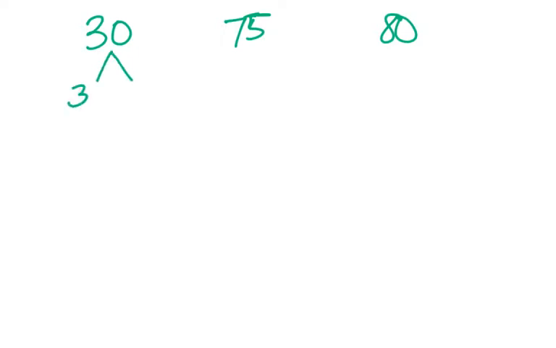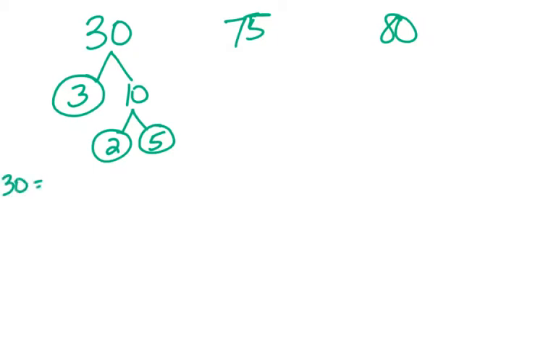30 can break into 3 times 10. 3 is prime, so I'm done with this branch. 10 can factor into 2 times 5. And again, I'm going to circle each of these because these are my prime numbers. So 30 gave us 2 times 3 times 5. So we're done with our little list for 30.